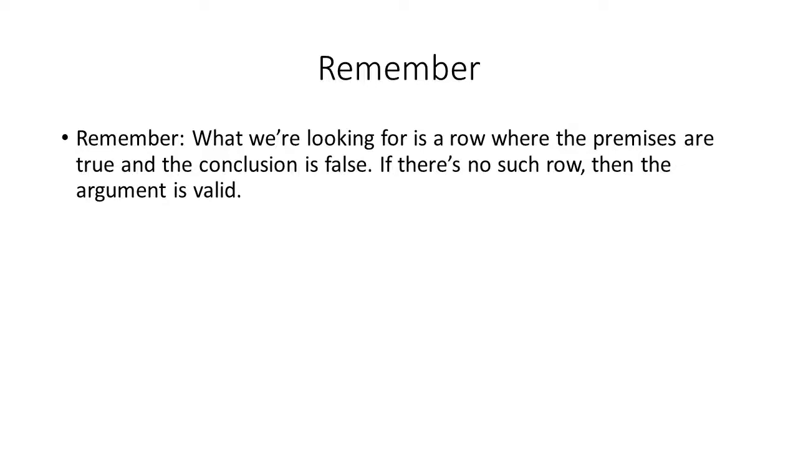Okay, so a summary again. Remember, what we're looking for is a row where the premises are true and the conclusion is false. If there's no such row, then the argument is valid.